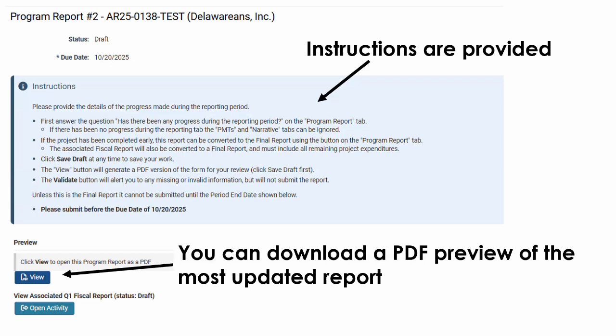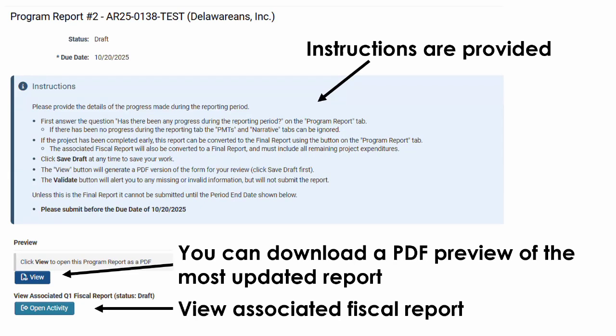You can preview the program report as a PDF to print it out, to make notes, or provide it to a colleague for help filling in the numbers. You can also view the associated fiscal report. In this example, the fiscal report is still in draft status and has yet to be completed. Once it is completed, the status will update and program staff can view the report associated with the quarter that they are reporting program data on. Let's take a look.